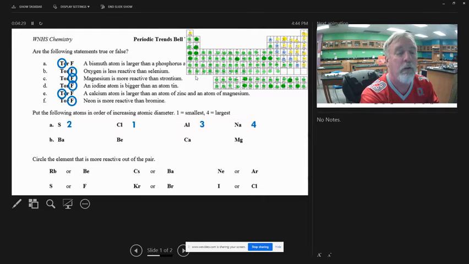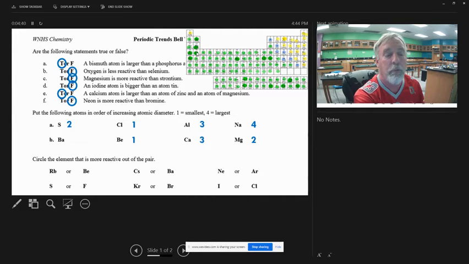So we want to find the one that's at the top of this group. That'd be beryllium. Let's keep going down. Then we run into magnesium, so that'll be the second one. Keep going down. Calcium, that'll be third. And then finally we run into barium, and that'll be the largest of that group.